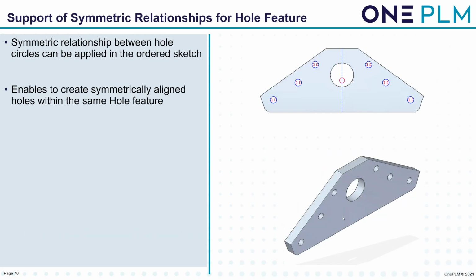Symmetric relationship for hole feature. So while we're actually creating a hole in ordered sketch, we've now got an option where we can go and create and tell the holes to be symmetric to the other holes. So only a simple one, but something that probably a lot of users will find useful if they've had this in a previous CAD system.